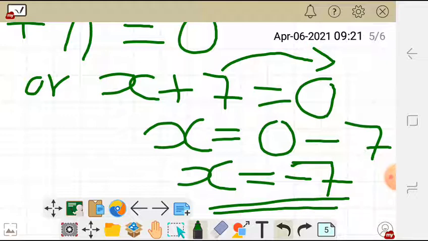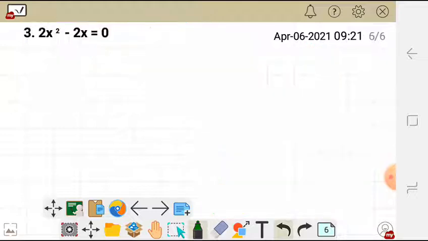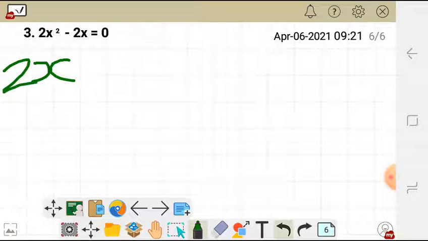Okay, so let's solve the last equation. The last equation was 2x squared minus 2x equals 0. So here let's look for the common term on both sides. We have 2x squared and 2x. So the common variable here is x. But we also have 2. So 2 is also found on both of those terms. So we are going to write it here as well. So the common term here is 2x.